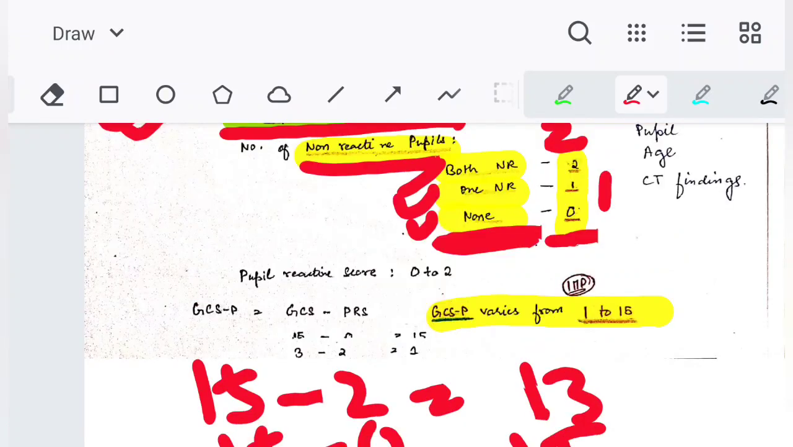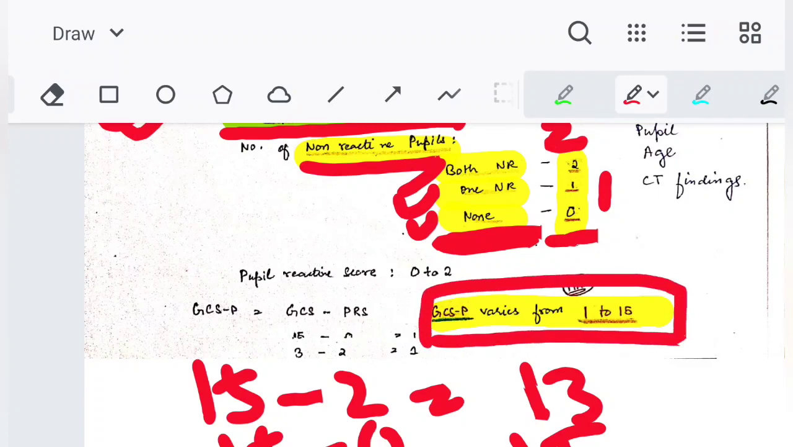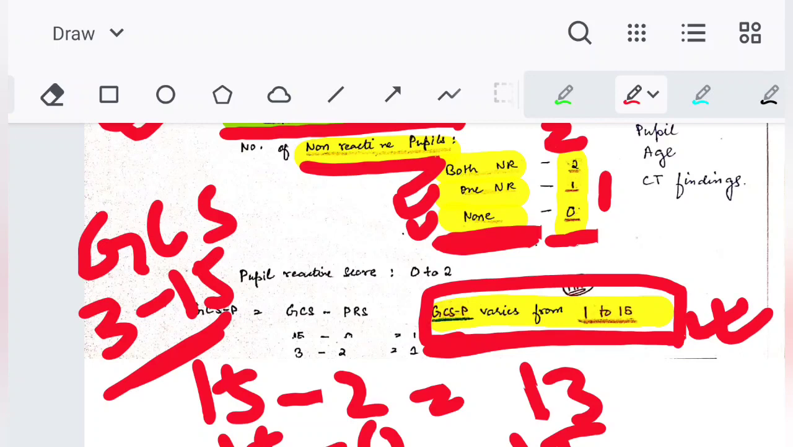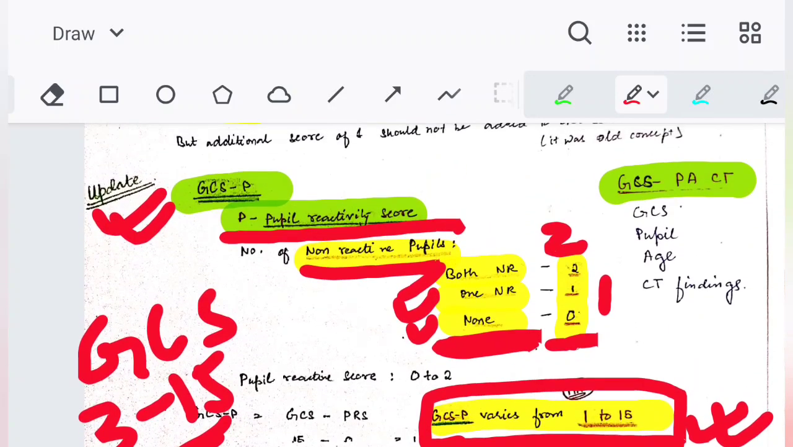So GCSP score varies from 1 to 15. GCS score will vary from 3 to 15, but GCSP score varies from 1 to 15. This has to be remembered.